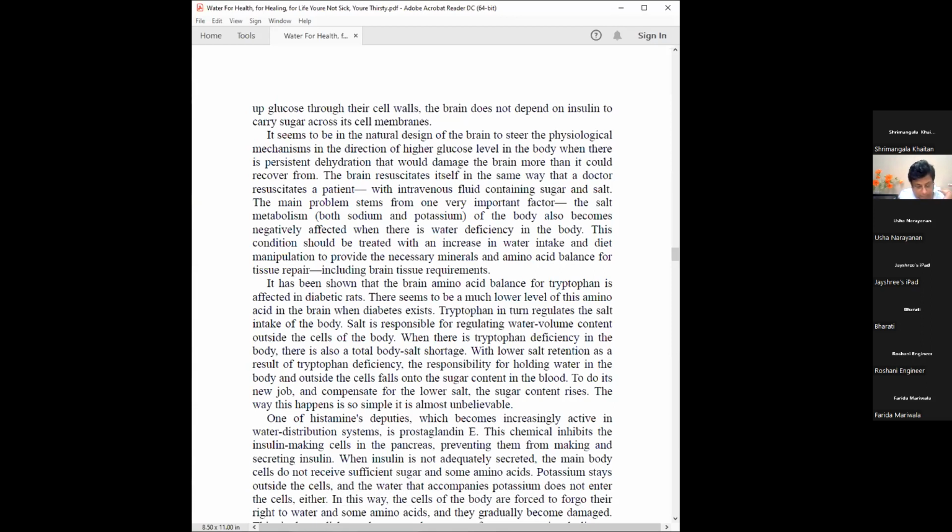It seems to be in the natural design of the brain to steer the physiological mechanisms in the direction of higher glucose level in the body when there is persistent dehydration that would damage the brain more than it could recover from. The brain resuscitates itself in the same way that a doctor resuscitates a patient with intravenous fluid containing sugar and salt. The main problem stems from one very important factor: the salt metabolism, both sodium and potassium, of the body also becomes negatively affected when there is water deficiency in the body. This condition should be treated with an increase in water intake and diet manipulation to provide the necessary minerals and amino acid balance for tissue repair, including brain tissue requirements.